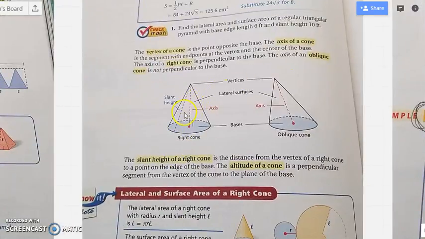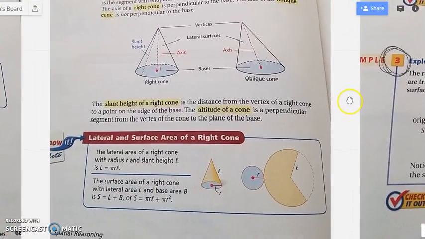right? And so cones have slant heights as well. They also have this vertical height down the middle. They call it the altitude. And then you have your base and your axis and whatnot. Cool. So how do we do cones?